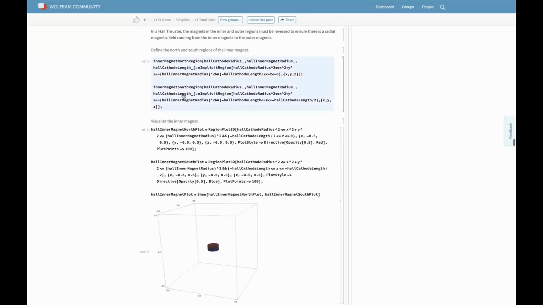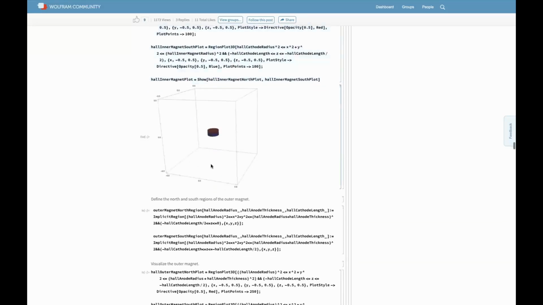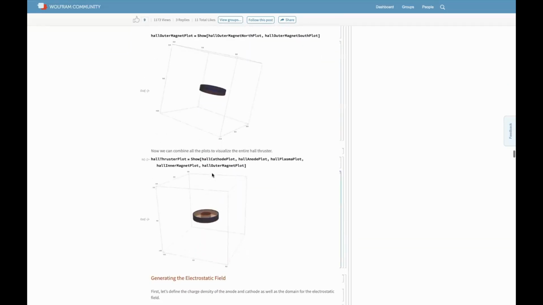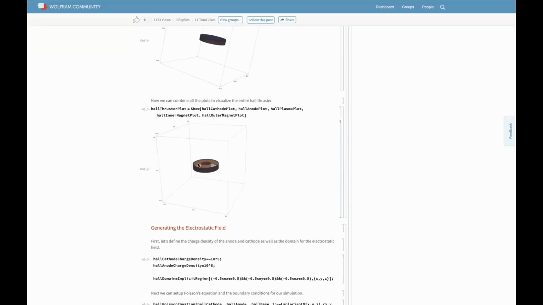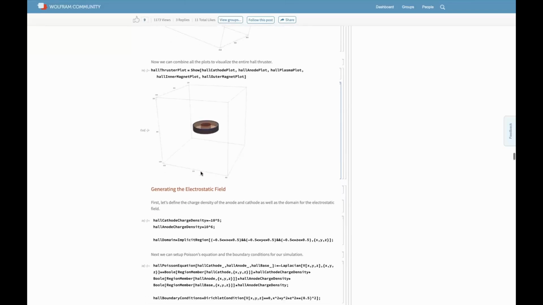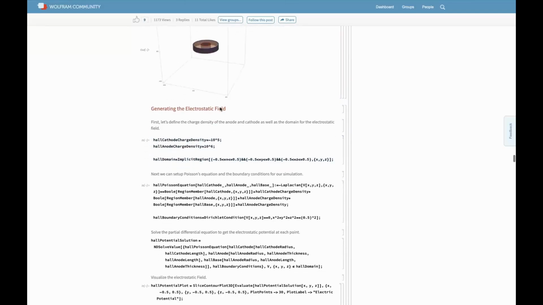And this is what the magnets look like. This is what the outer magnets look like. I made them blue and red for the north and south. And here you can see a full Hall thruster. It looks quite similar, but it actually doesn't look that similar. This one looks pretty cool, I think.